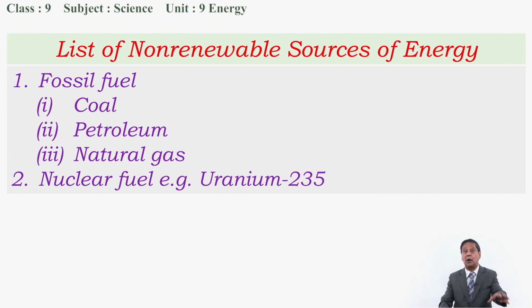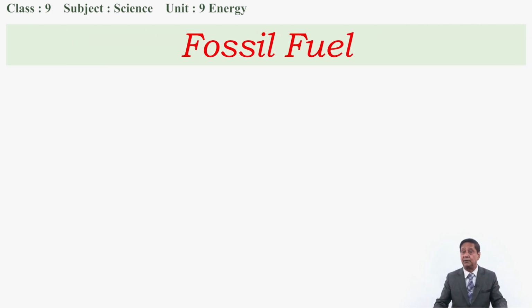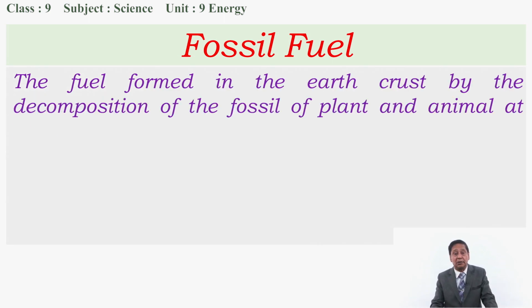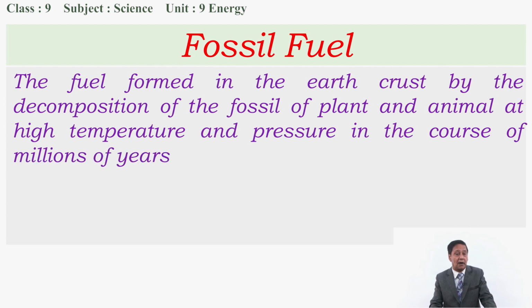How does it form? It takes millions of years for the formation. How does fossil fuel form? We can say this way. The fuel formed in the earth's crust by the decomposition of the fossils of plants and animals at high temperature and pressure in the course of millions of years is called fossil fuel.